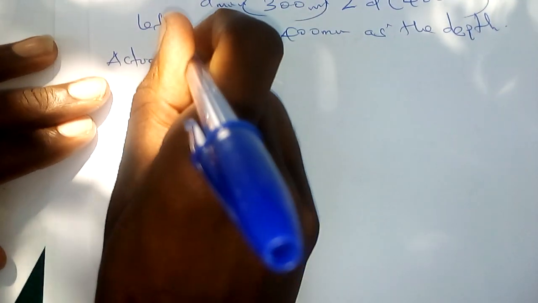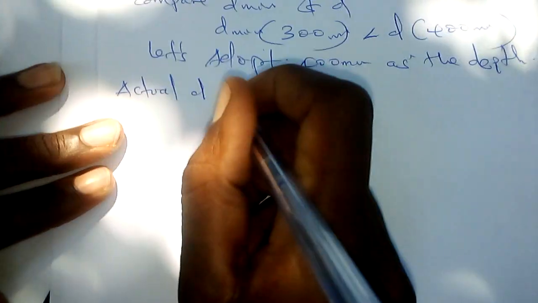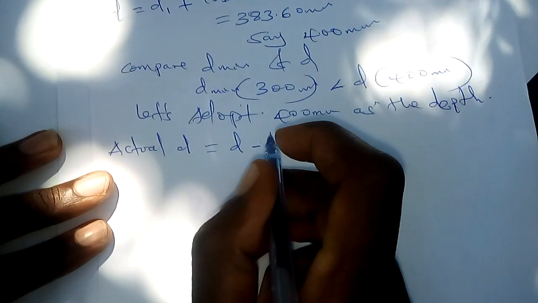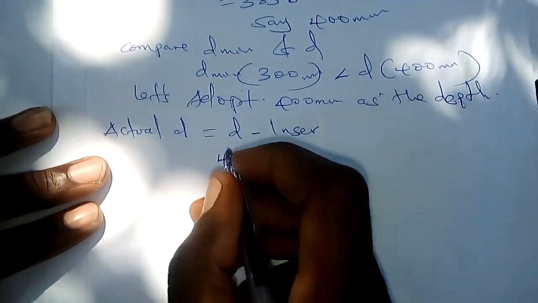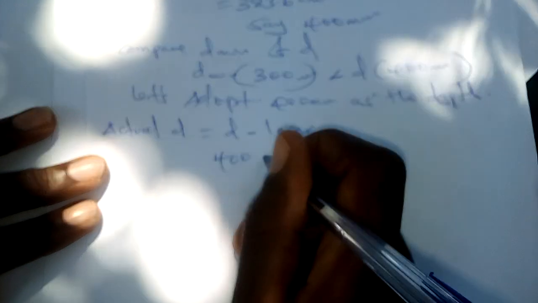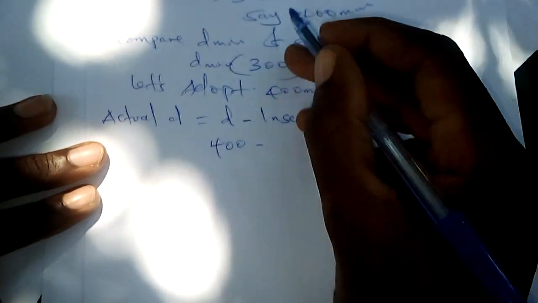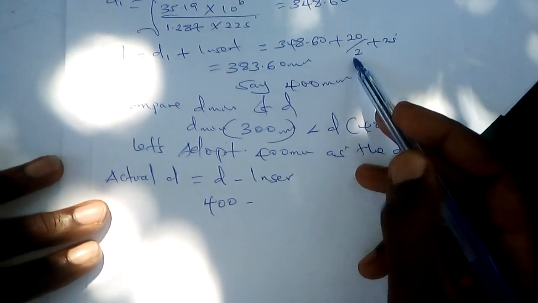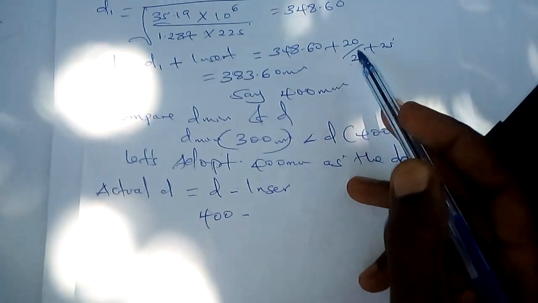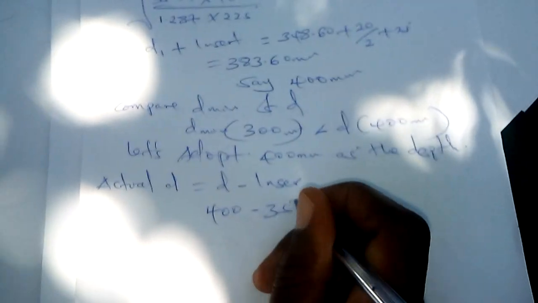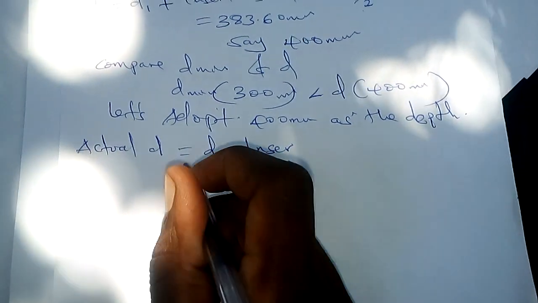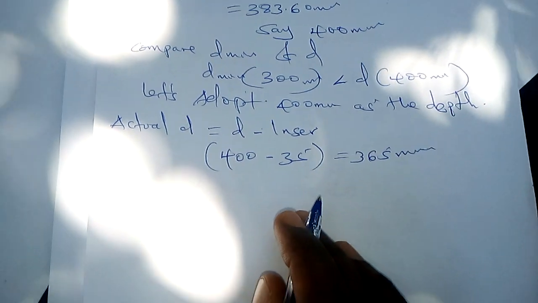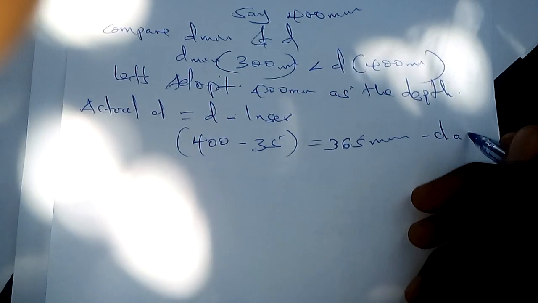Okay, now we have actual D. Let us determine actual D. Actual D is equal to D overall minus insert. Overall we have this one, D 400 minus insert. Insert is 35. When you take this one, 20 divided by 2, that is 10, 10 plus this one is 35. Now we subtract 35 here. We have 365 millimeter as your D actual. This is D actual.